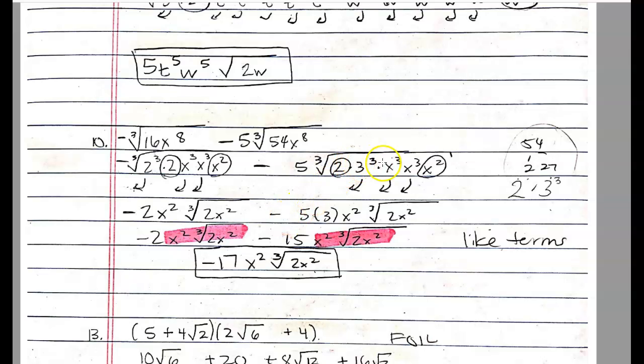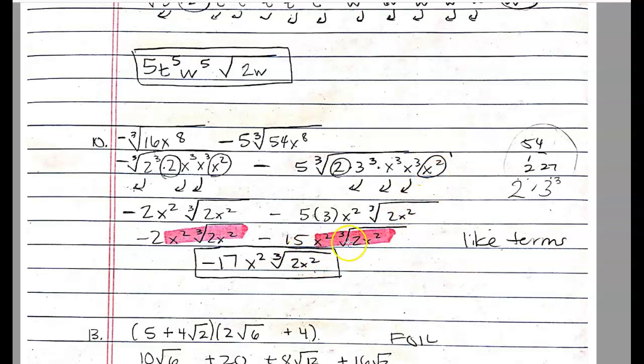I do a similar thing over here with 54, but I had to kind of remind myself what 54 was. It was 2 times 27, and 27 is 3 cubed. So 3 cubed is my perfect cubes. Just draw my arrow to remind myself it comes out. And it's multiplied by the 5 that's out there, so that's going to be negative 15. And then I have an x and an x, and then an x squared left on the inside.